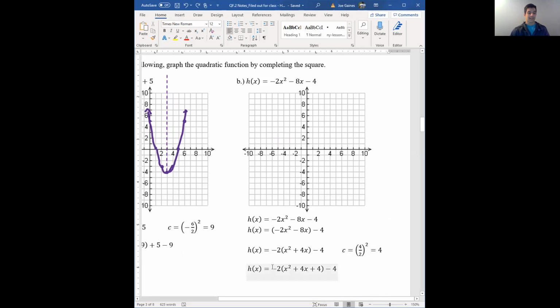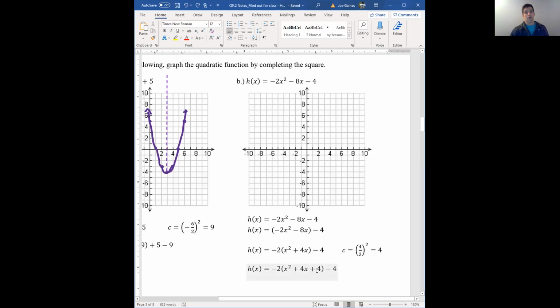So remember what this negative 2 does right here. This negative 2 multiplies to everything inside of the parentheses. So though we put a positive 4 in the equation here, in the parentheses, we didn't add 4 to the equation. What we really did was we added a negative 2 times 4. So technically what we did to the equation was we subtracted 8. We subtracted 8 from the equation. It doesn't look that way, but remember that leading coefficient is distributed to everything. So if I distributed, this is actually a negative 8 inside the parentheses.